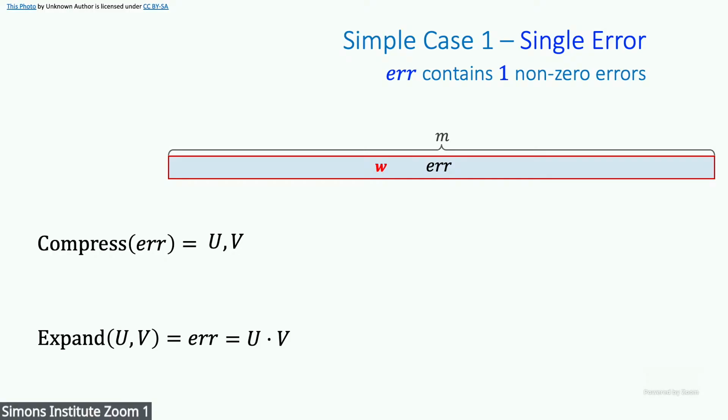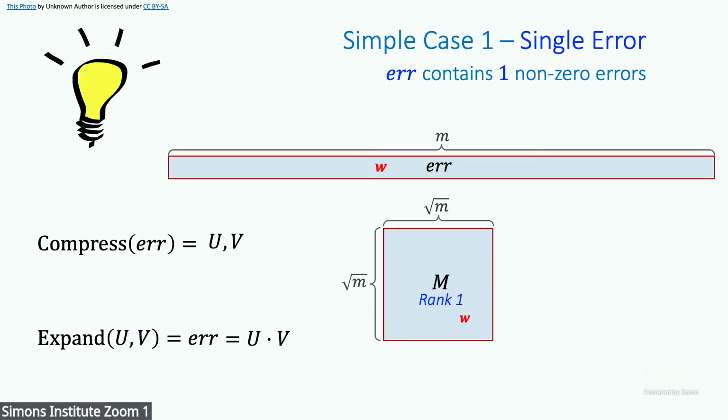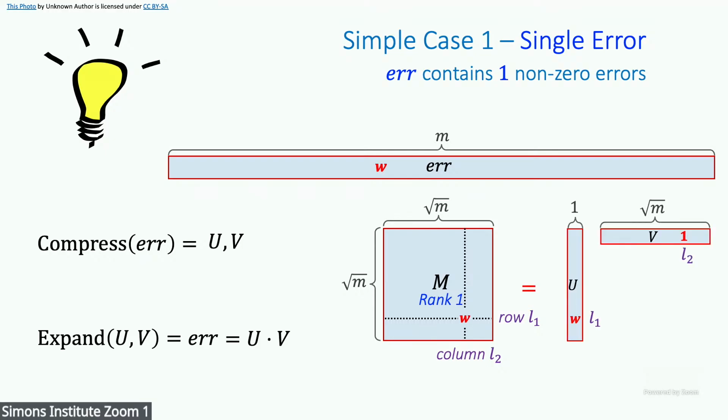So let's start with a very simple case. Suppose the error only had one place where there was an error. Suppose we just had one location. Then this is really easy to do in degree 2. How? I can just take my error and rearrange it as a square matrix. It's only going to have one non-zero point. It's a rank 1 matrix. Since it's a rank 1 matrix, I can just decompose it into u dot v. And the dimension of u is the square root of the matrix, and the dimension of v is the square root of the matrix. So I get very non-trivial compression if I only had one error. Does that make sense? It's a very simple, very cute trick.